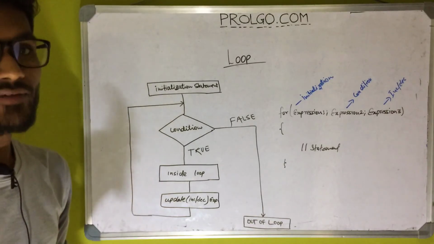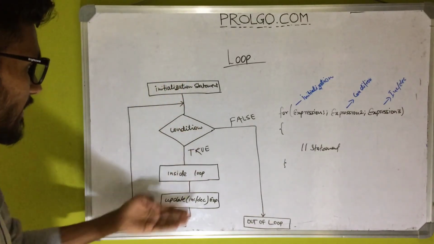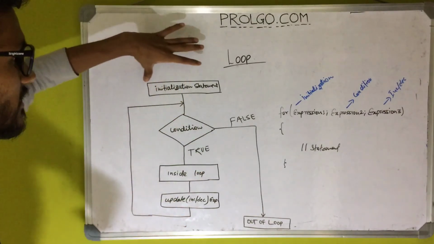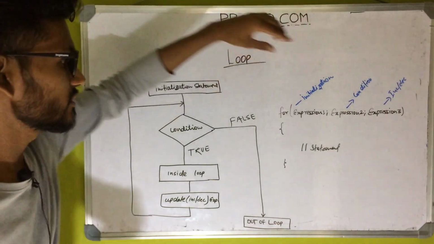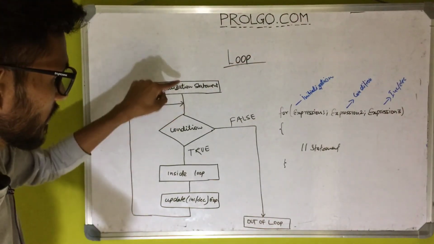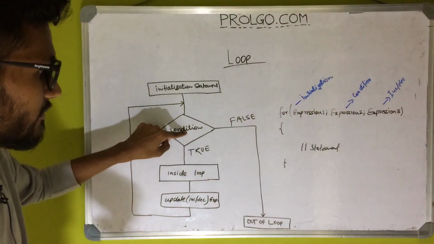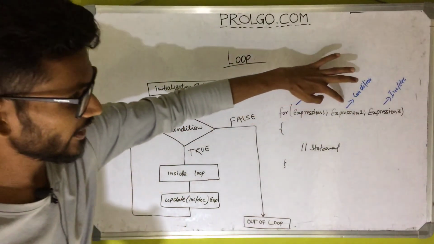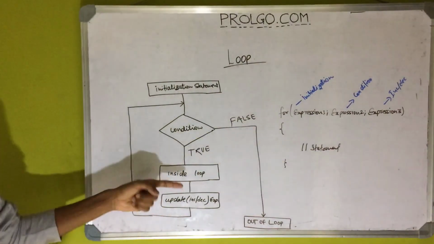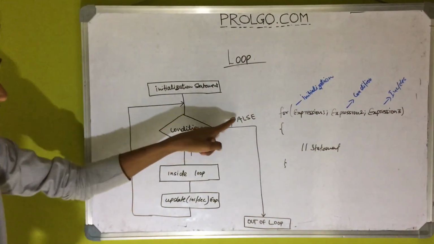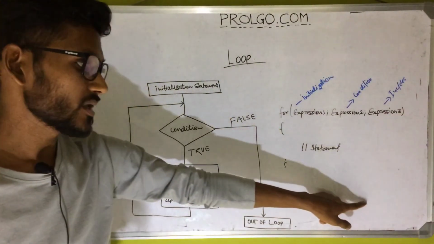Whatever I have explained will be represented in this flow chart. So this is the initialization statement, like this one. Then the control will come here to the condition, where it will be checked. If it is true, it will come inside the loop, and if it is false, it directly comes out.